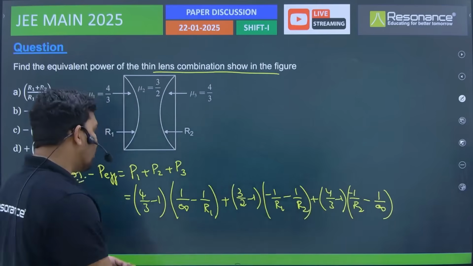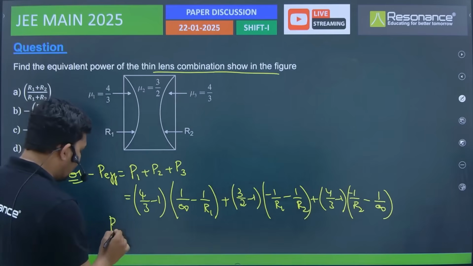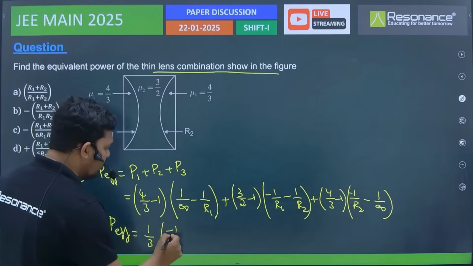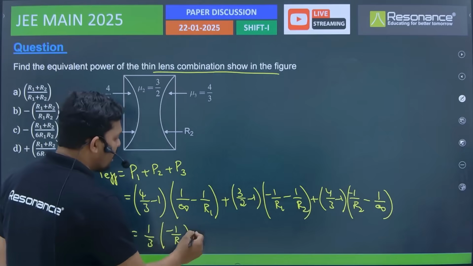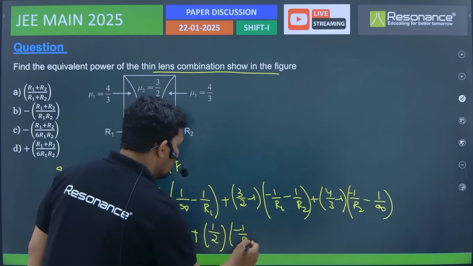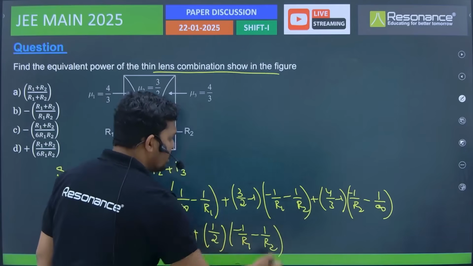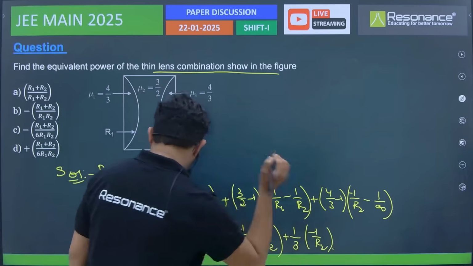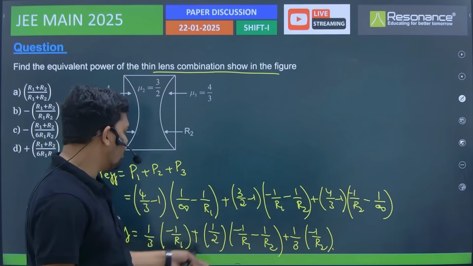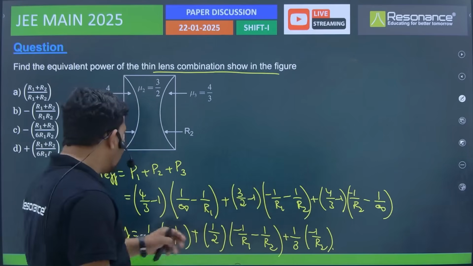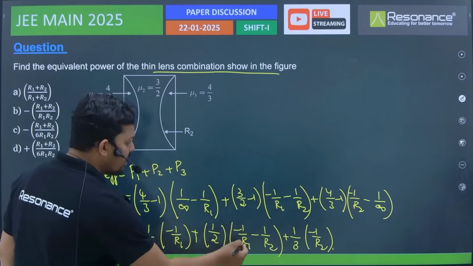So therefore, after doing this part, you will be getting the P effective value directly: 4 minus 3 by 3. I'm going to get 1 by 3 minus of 1 by R1, and here plus of 3 by 2 means nothing but 1 by 2 into minus of 1 by R1 minus of 1 by R2, and this is going to be again 1 by 3 into minus of 1 by R2. If you simplify this part, minus 1 by 3 R1 minus 1 by 3 R2 minus 1 by 2 R1 minus 1 by 2 R2.